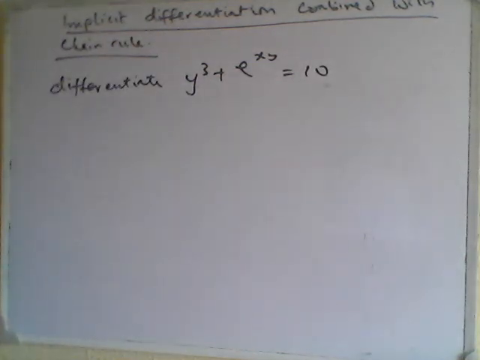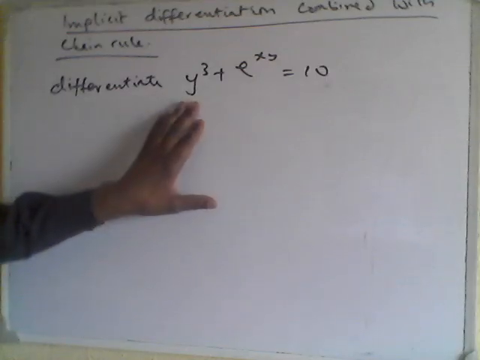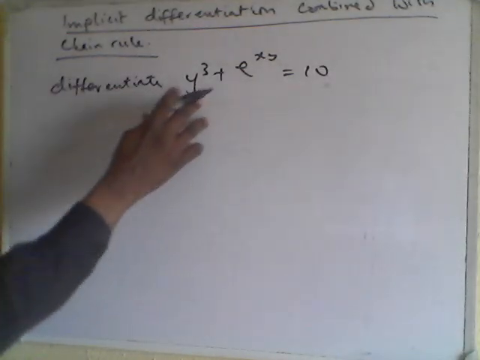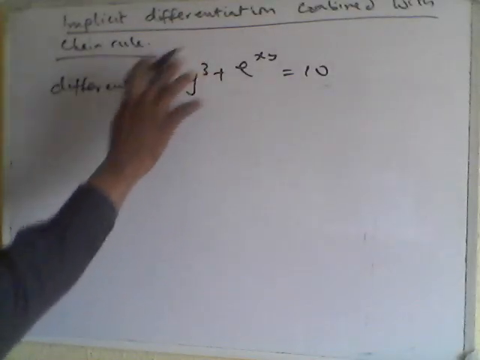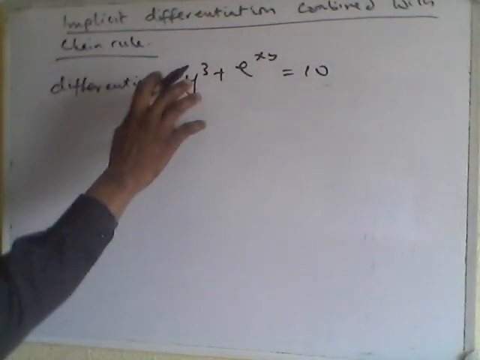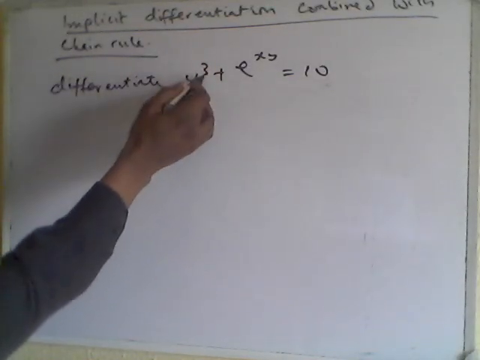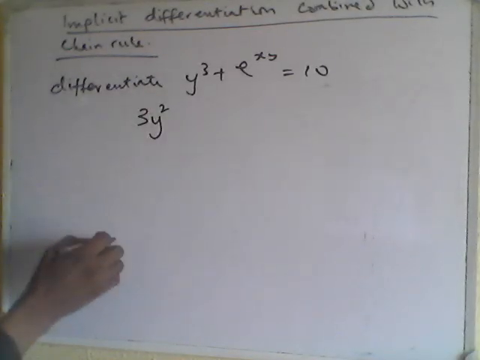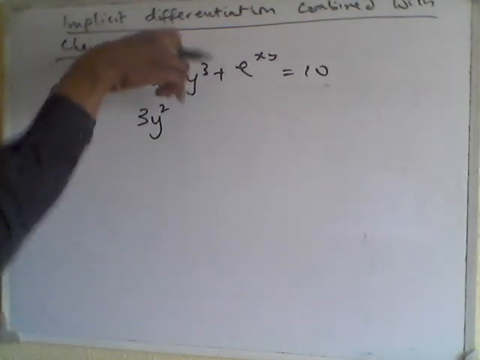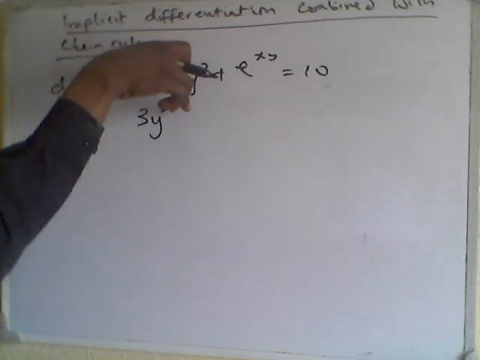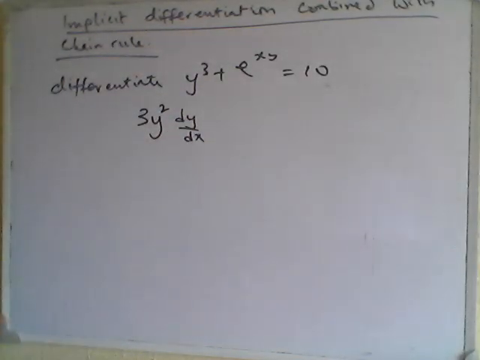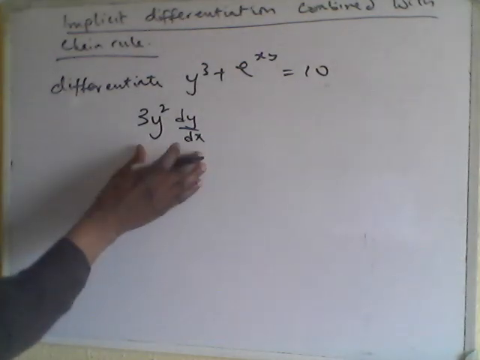Now to differentiate this first term here, I will just differentiate it as a normal function. You understand? So this is 3 times y raised to the power 2, right? But because there is an implicit function of y, I'll put dy dx. So this is the differential of this.